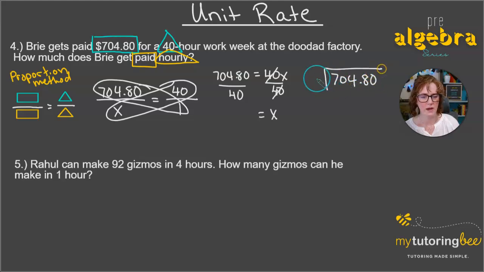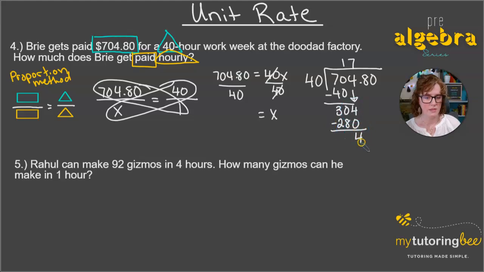704.80 divided by 40. So 40 can go into 70 1 time. Let's go ahead and drop that down. We get 30. Drop down our 4. 40 can go into 304. Well, 4 can go into 37 times. So I'm going to go for that. So that would be 280. When we subtract, we get 24. We're going to bring down our 8. 40 can go into 248 6 times because 4 can go into 24 6 times.